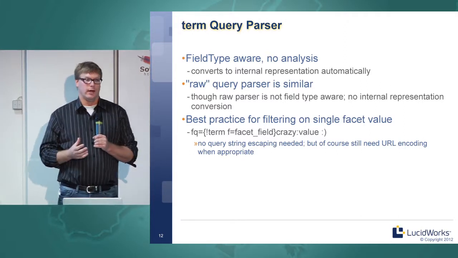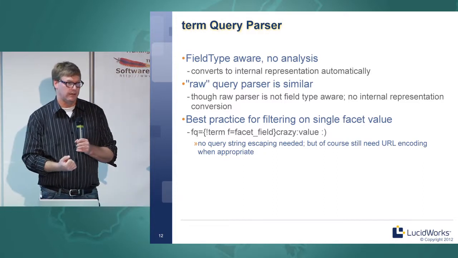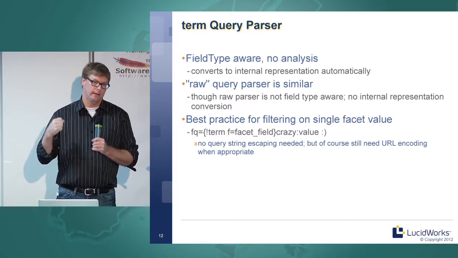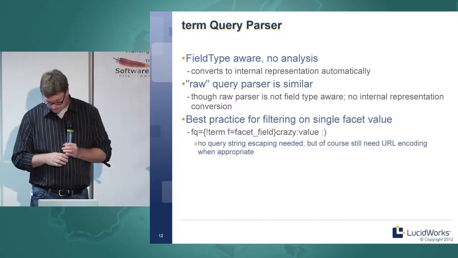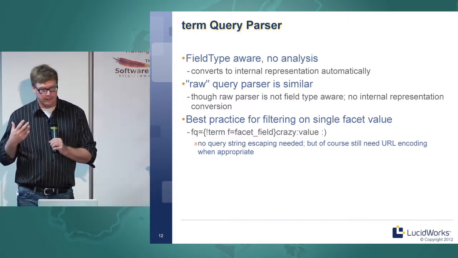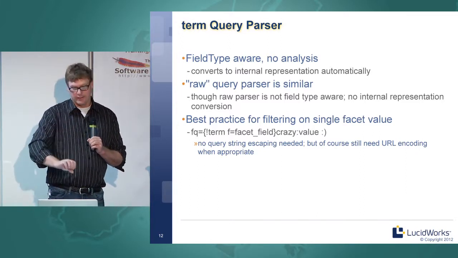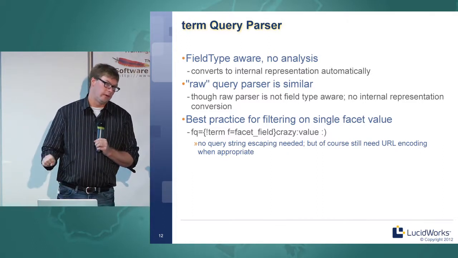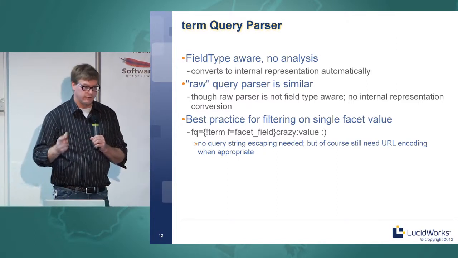is field type aware. So what it will do is know that a particular field is numeric, and it'll know the type of numeric that it is, and it will convert the value into the internal representation and match. Same with dates, and so on. So it knows about the field type, whereas there is actually a raw query parser. I just kind of use that as a simple bullet point here instead of a separate slide, because very rarely would you ever need to use the raw query parser at this point. But the term query parser is handy because of its field type awareness.